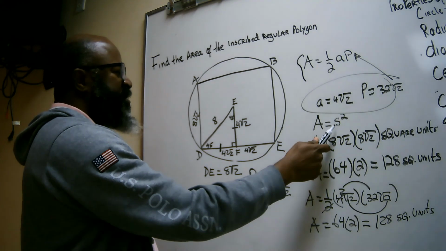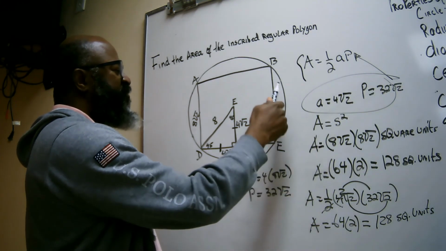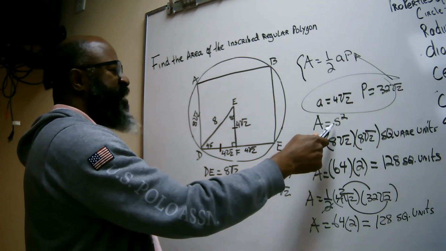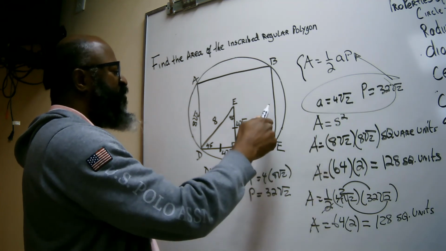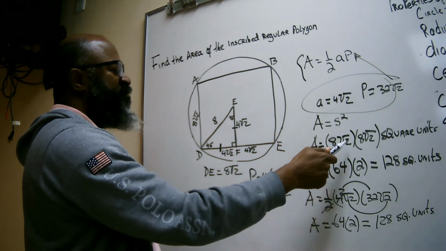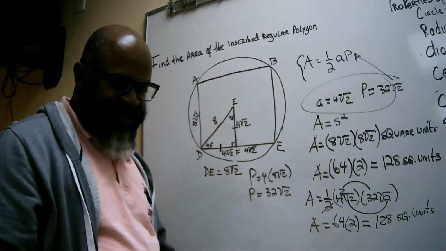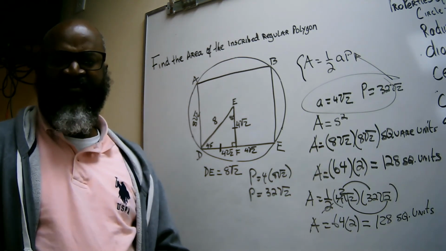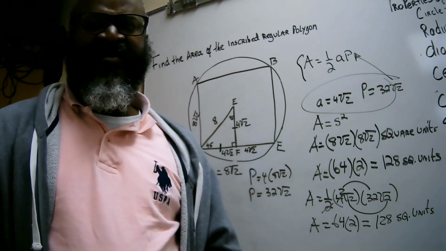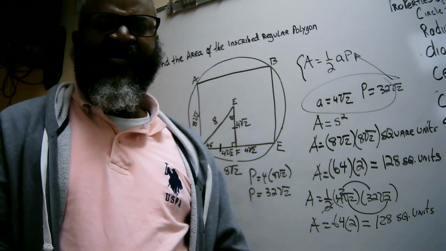Since we also know it's a square, the way to find the area of a square is S squared. So 8 square root of 2 times 8 square root of 2 will give you the area. Either way, you will get the same outcome. That was Mr. Disease on how to find the area of a regular polygon that is inscribed in a circle.